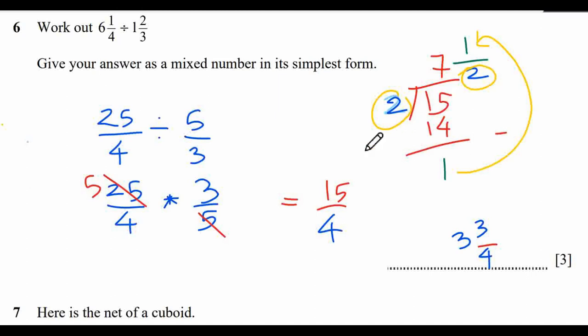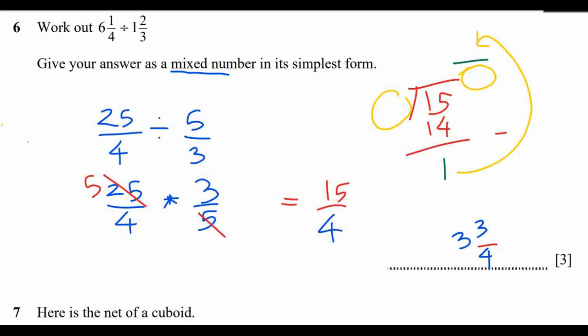Now 15 over 4 to convert into a mixed number, so 15 divided by 2. 2 times 7 is 14, subtract, and 5 minus 4 is 1. Now 1 is less than 2, so we put 1 at the top and 2 as the down number, so 7 1/2.